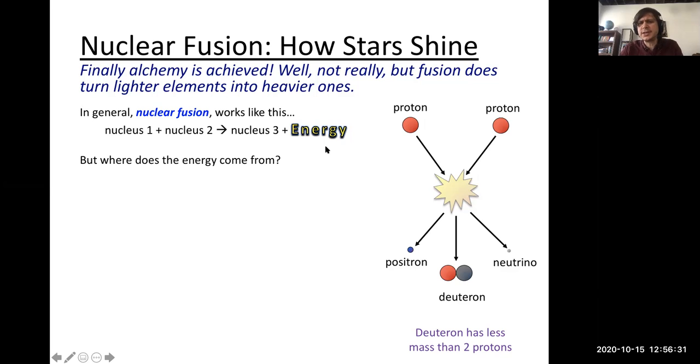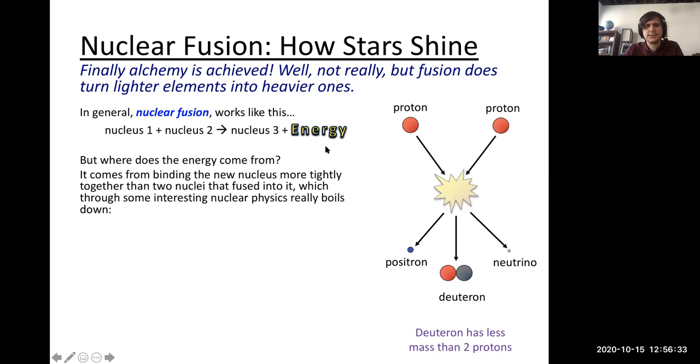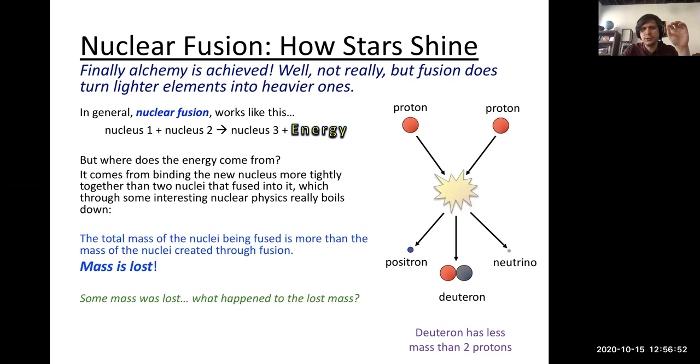So where does this energy come from? How do we get energy out of this reaction? Well, it comes from whenever we're binding the two nuclei together, there's going to be a fundamental change if we compare these two nuclei to what we get out. We're going to see that there is a physical difference between the two that really comes down to that if you take the mass of one proton added to the mass of the other proton, so two protons added together, that mass is greater than the mass of one deuterium nucleus.